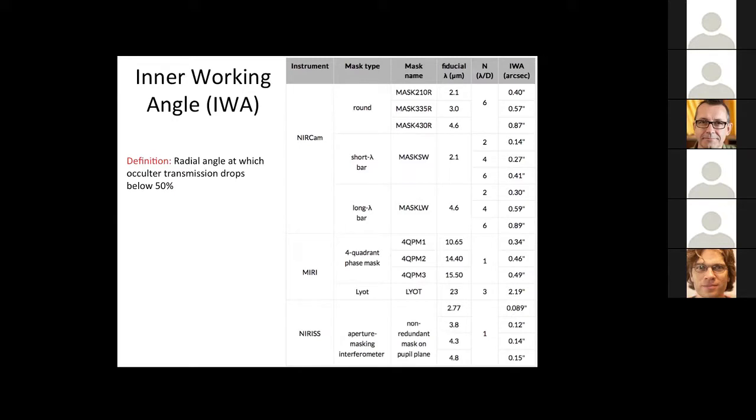So to recap, here's a table of the inner working angles for the various modes of James Webb. Again, the definition of the IWA is the radial angle at which the transmission drops below 50%. The last column on the right tells you the inner working angle. NIRISS has basically 0.1-ish, NIRCam about 0.3, and MIRI is a bit higher, because obviously longer wavelengths.